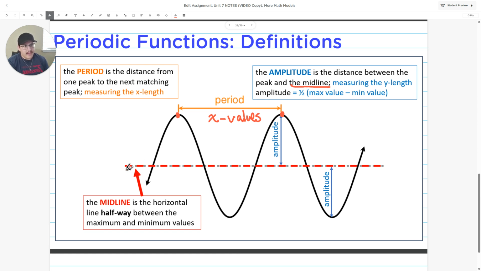The midline is the middle portion of the graph. It is the horizontal line that's halfway between the maximum and the minimum values. Again, it's not always present, so in order to calculate that, we can find the amplitude, and then measure halfway down the peak or halfway up the valley to find the midline of the periodic function.